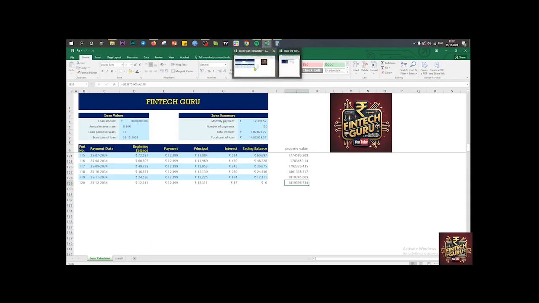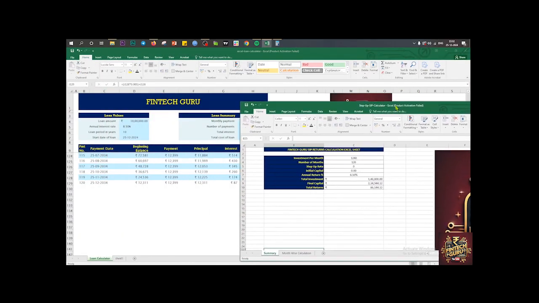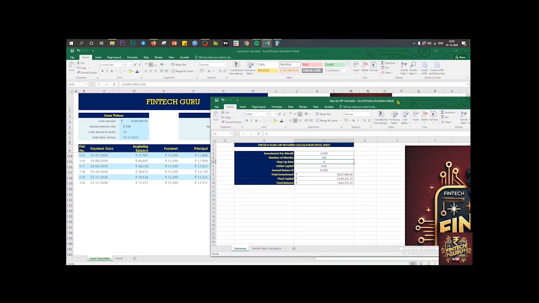We are considering a SIP. Same thing, let's take this same EMI period. It's 12,399. Number of months is 120. I'm not setting up any increase, so there is no initial capital. I'm just expecting 8.5% only, right?